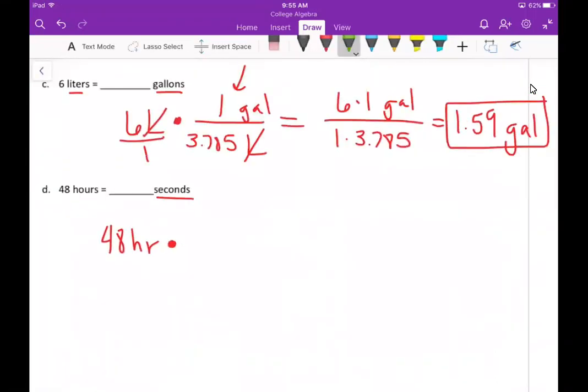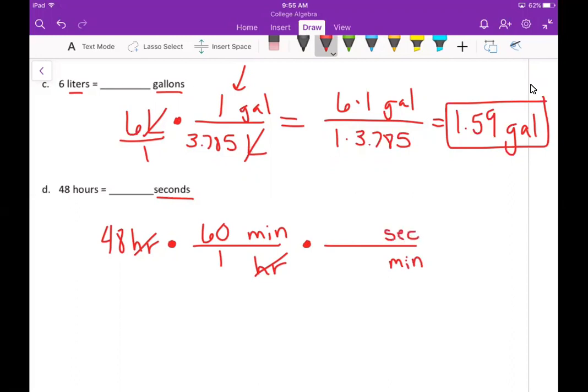So here's your setup. The first thing you can do is set up a factor that gets you from hours into minutes. You still want to get rid of hours so it will go on the bottom. And you still want to fill in those numbers. There's 60 minutes and 1 hour. But you don't want to stop here because your final answer would be in minutes. You want to set up the next conversion factor. The next thing you want to do is get rid of minutes and go to seconds, which we could do because the next conversion factor we saw said that there was 60 seconds in 1 minute. Once I multiply by that, minutes will cancel and I'll have my final answer.